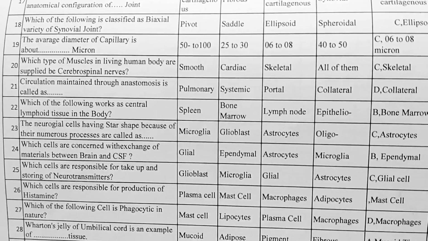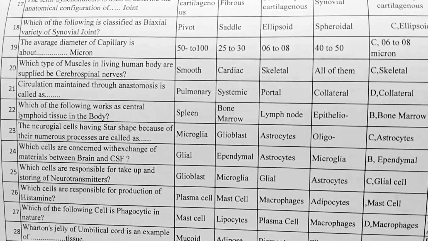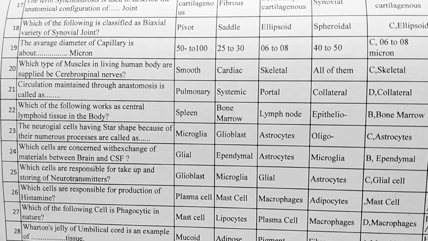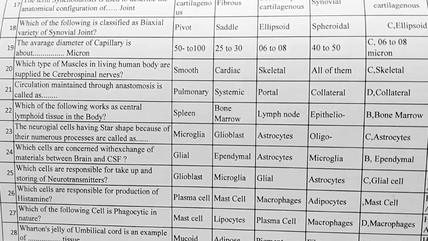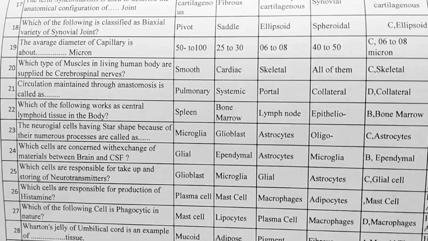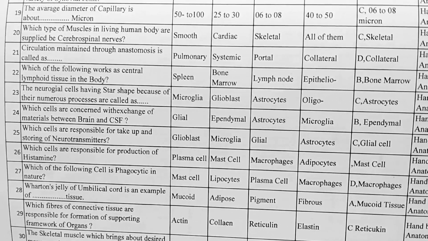Circulation maintained through anastomosis is called as. Options: pulmonary, systemic, portal, collateral. Option D is correct, collateral. Next, which of the following works as a central lymphoid tissue in the body?